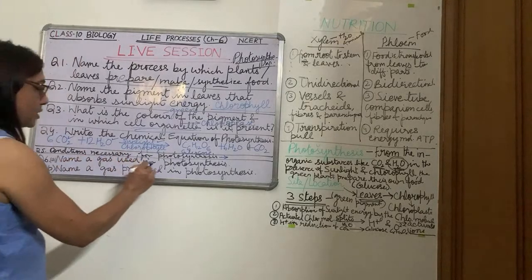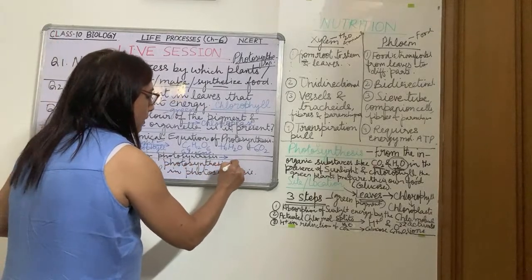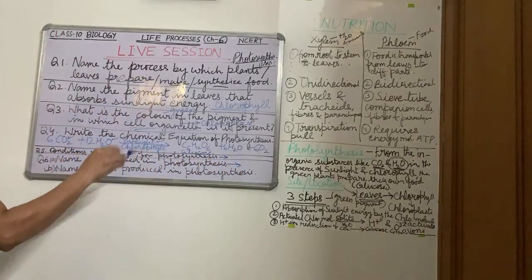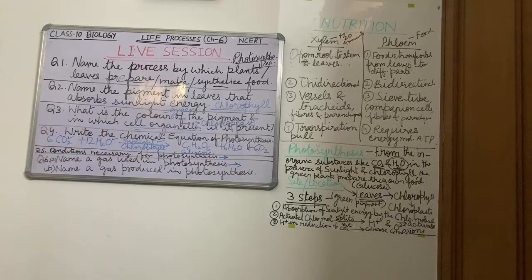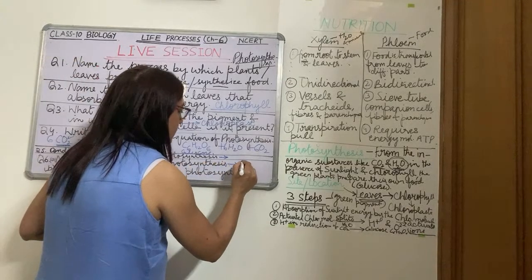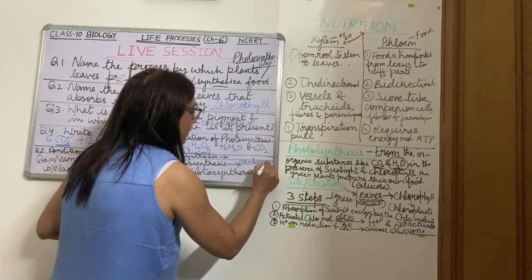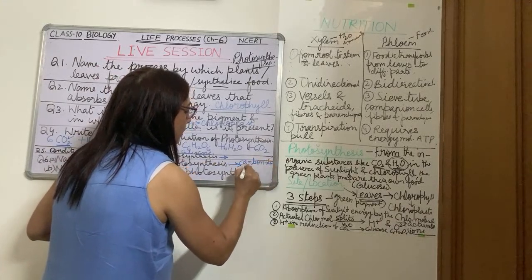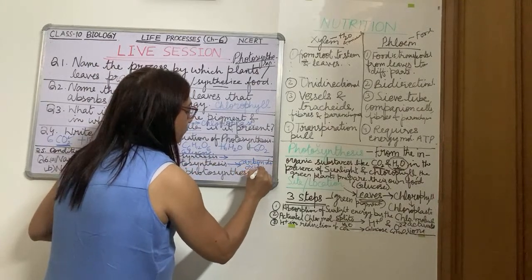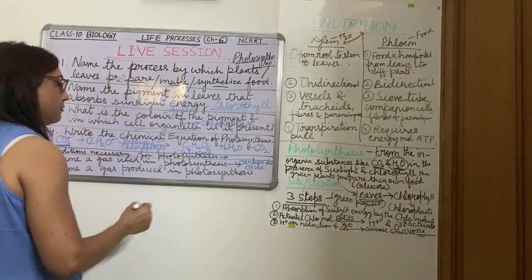Now name a gas used in photosynthesis. Which gas is being used in the case of photosynthesis? This gas is being used, and which is this gas? This is carbon dioxide. I hope you know how to spell it. It is carbon dioxide. CO2 is the formula.